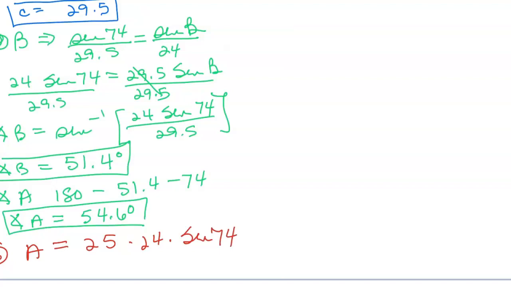So if I say 25 times 24 times the sine of 74, and then it's also times 1/2, right? So I forgot the 1/2 to write that down, so I did that. Okay, so I'm getting, my area is 288.4. Do I have units? I don't have units, so I'm leaving it as that. So here's my area, done.